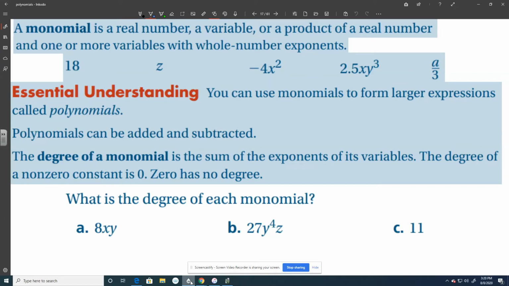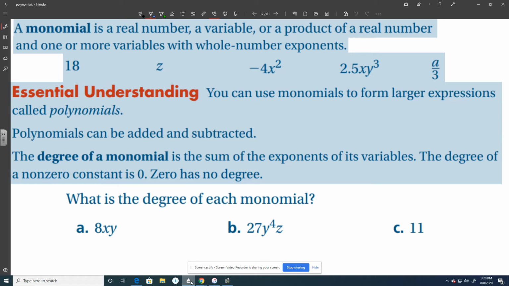All right, guys, today we're getting a lot of new definitions, a lot of new words that you may not be familiar with, but the math behind it, a lot of this is stuff that you've already seen. We're just adding a few new terms, a few new words to go with it. So what we're talking about is monomials.